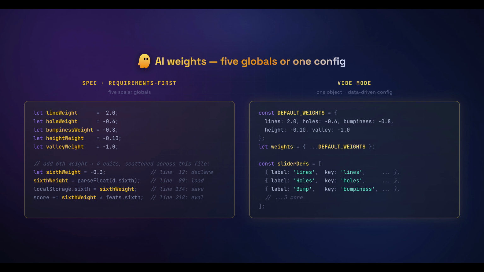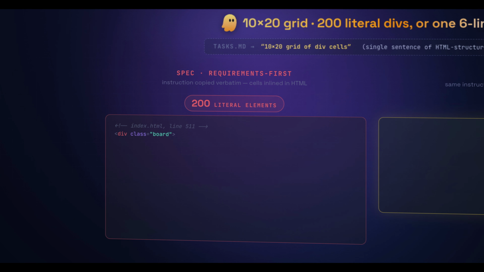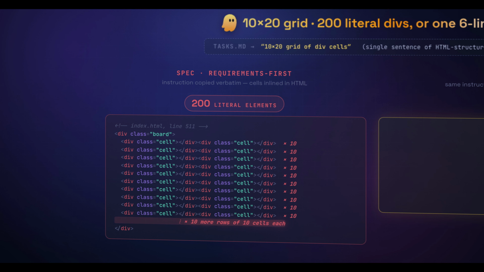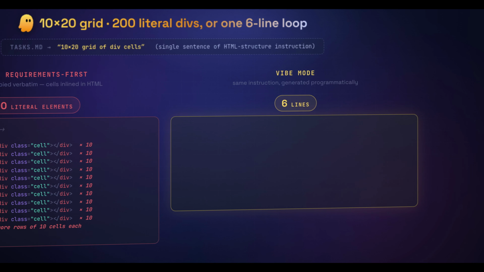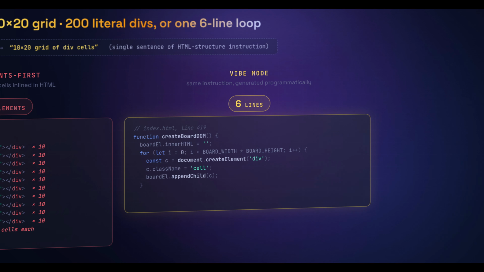The same pattern hits HTML structure. The task plan's instruction, 10 by 20 grid of div cells, becomes 200 literal div tags inlined in the generated code. Vibe mode produces the same 200 cells from a 6-line code loop. The planning prose became the code's structure, almost word for word.